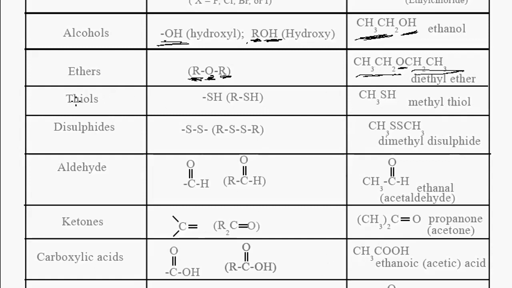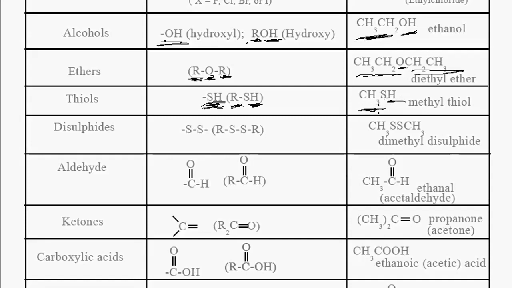All right, so the next one is the thiols. Thiols are sulfur containing organic compounds. So I have here an alkyl group attached to the thiol group. This is how their structure will look: an alkyl group attached to the thiol. A good example of this is methyl thiol. So this is a methyl group, and this is a thiol group.